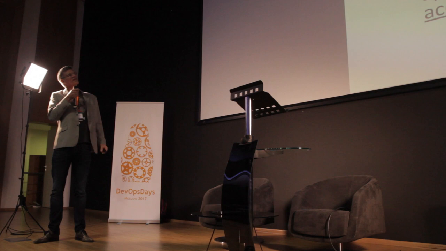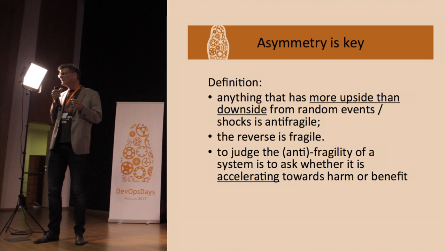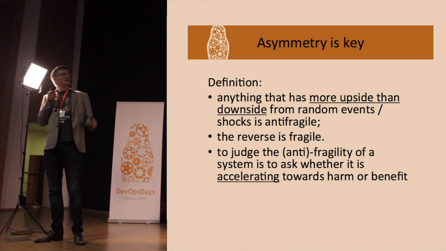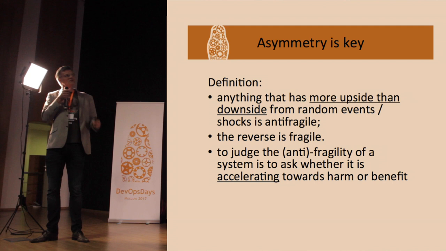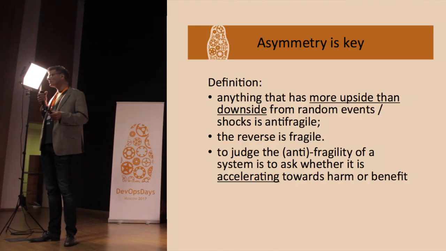These are linear relationships. And antifragility is about non-linear, like this. He says that anything that has more upside than downside from random events or shocks is antifragile. The reverse is fragile. And the second thing that he says, to judge the fragility or the antifragility of a system is to ask whether it is accelerating towards harm or benefit. So accelerating towards gain or pain.